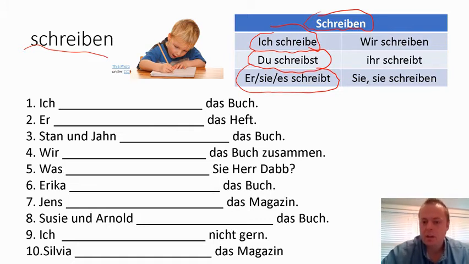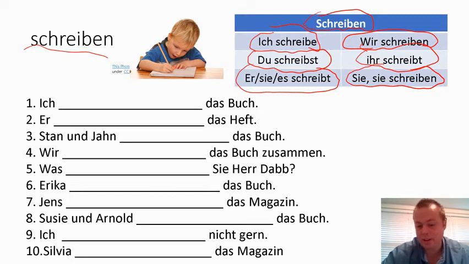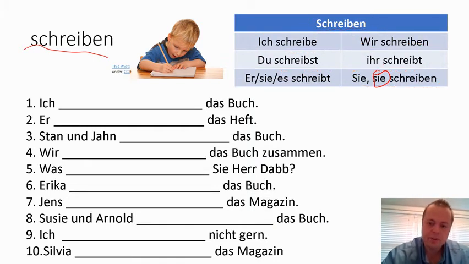Now, wir schreiben, we write. If I want to say you all write, I would say ihr schreibt. And then if I wanted to say Herr Dab, you write, I would say Sie schreiben, Herr Dab. Herr Dab, you are writing. Okay? And then we can also use the little sie, that means they. So let's see if we can go through a couple of these together, and then I'm going to have you do some of these on your own.